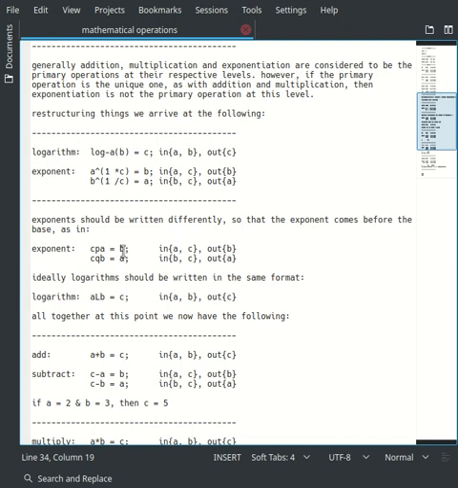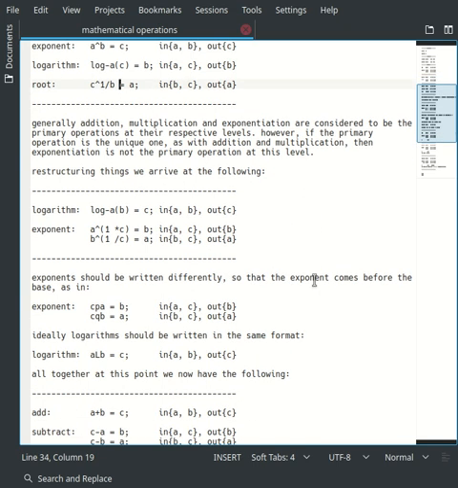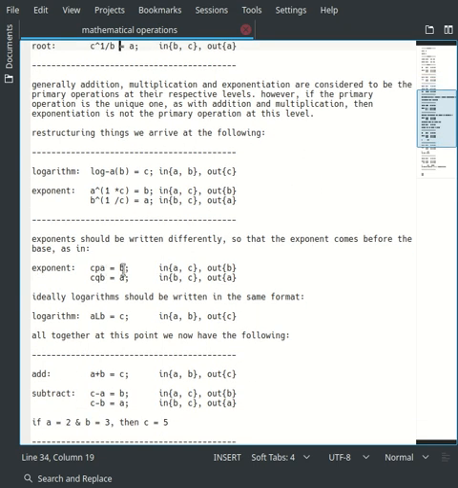So CPA is B. So this would be A to the C is B, the way that you would normally write that, right? So the power of C is on the base A. All right, so we input A, C, and get out B. And then the inverse of that is Q. CQB is A. So we input B and C and we get out A.